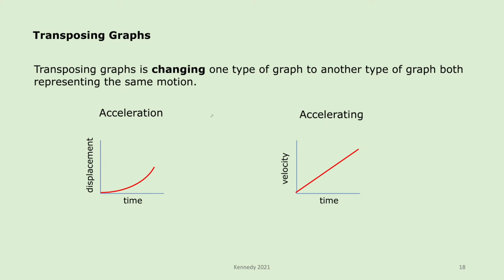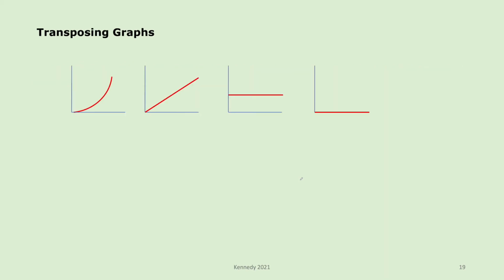Well, consider, here's an acceleration graph for dt. A dt graph that's a curve means acceleration. Well, here's a vt graph for acceleration. It's a diagonal line. So if I'm given just one, how do I know what the other is going to be? How can I change one to the next? How can I transpose one to the next? They're different graphs representing the same type of motion.